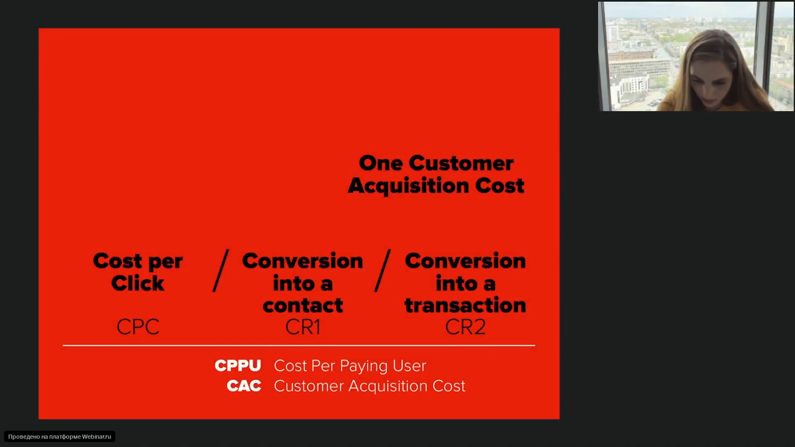Okay, let's go down to the costs. The second part of the formula is also very simple, right? We have visitor acquisition and some conversion funnel steps.